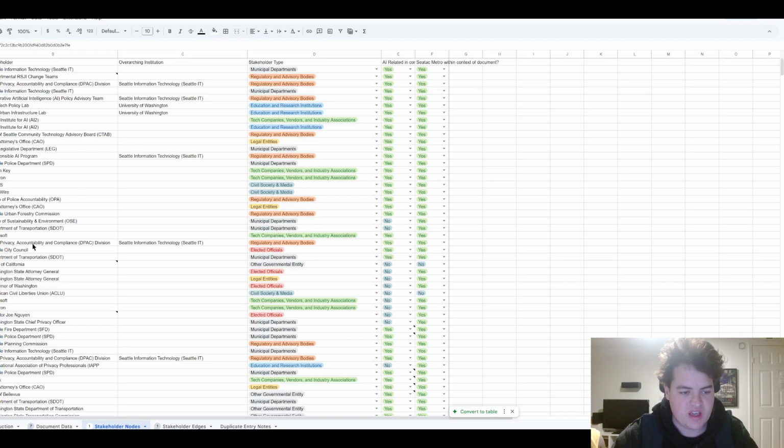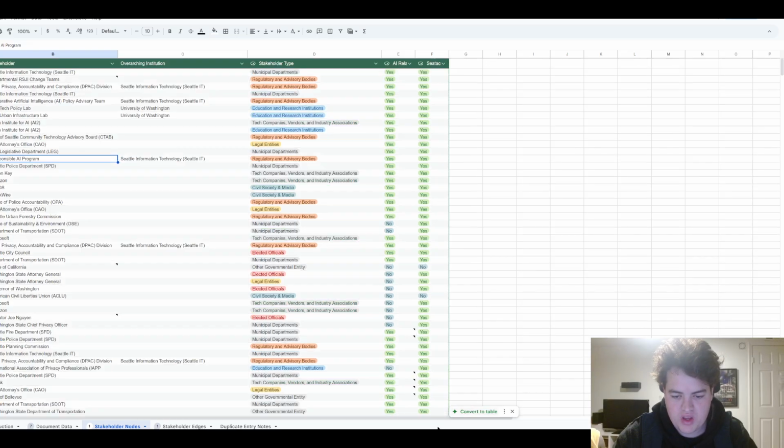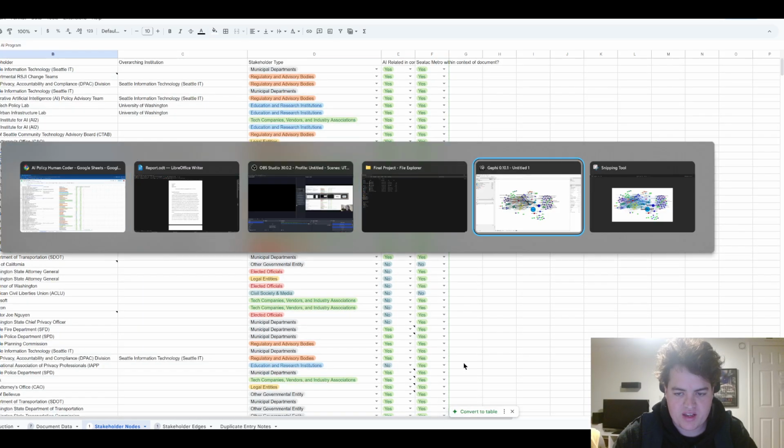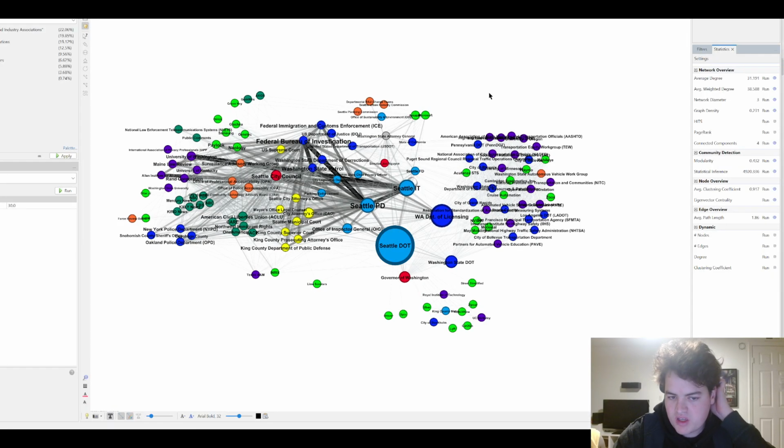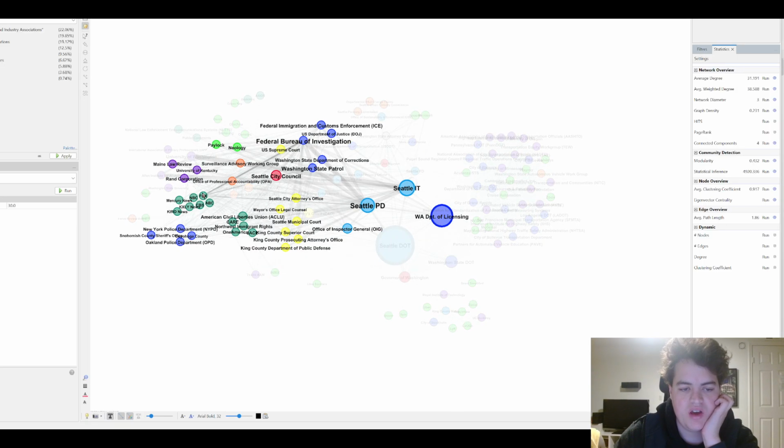And then I took this data into Python, and I wrote a script to basically create an edge for each possible pair of stakeholders within a single document. So basically, within this document, Seattle Information Technology, Seattle IT, had an edge created with all of these other stakeholders in that same document. So then I brought that into Gephi and I mapped it, and I categorized the stakeholders by their type with the color.